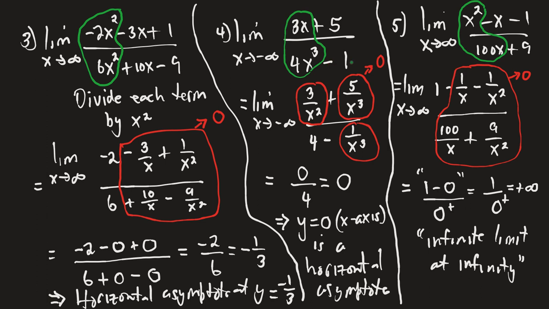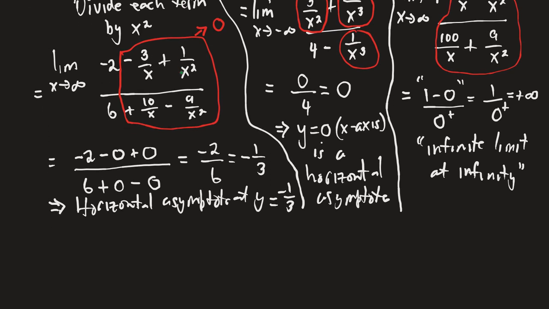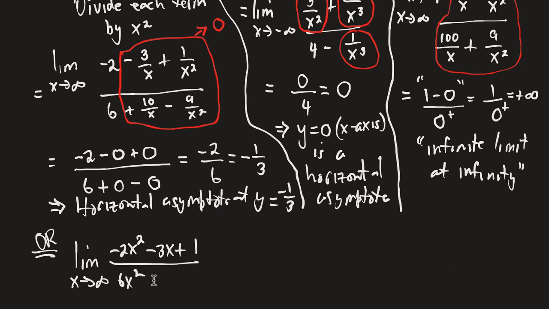For that reason, I will just illustrate it with one of the examples here, and then we will end this video. Let's say I redid my first example, so I'm going to rewrite it. Here's an alternative approach. Let's say you have the limit as x goes to infinity of negative 2x squared minus 3x plus 1 over 6x squared plus 10x minus 9. Since these are both polynomials, let's use just the dominant terms in each of them. This is the term that dominates the numerator. This is the term that dominates the denominator.